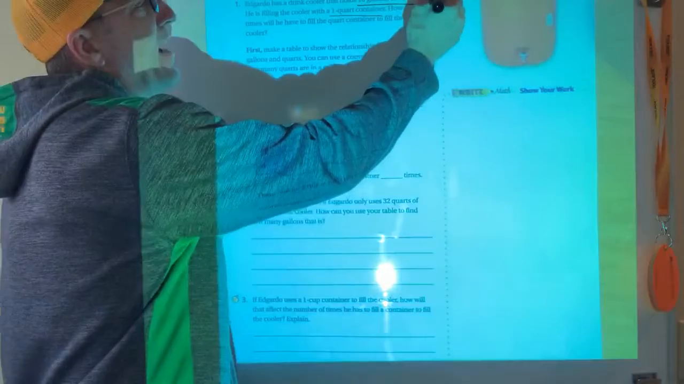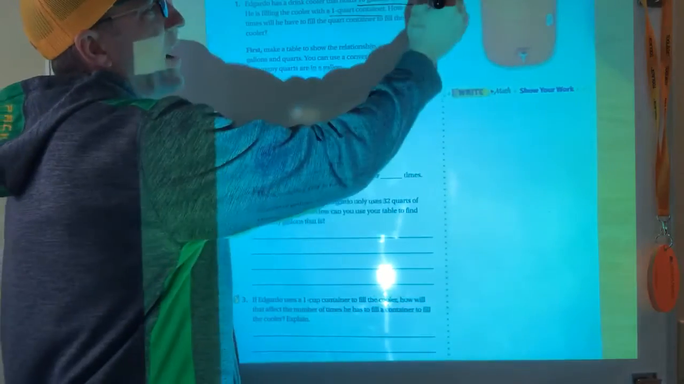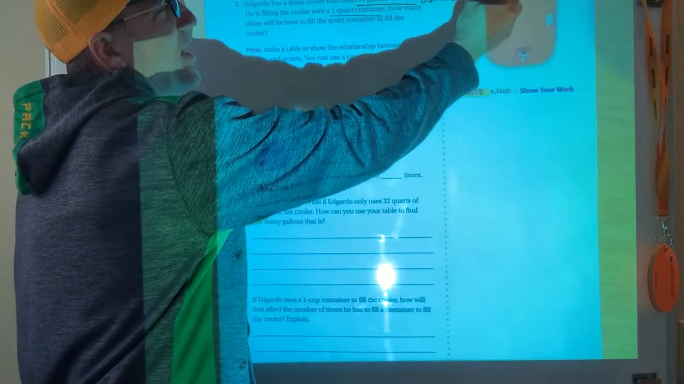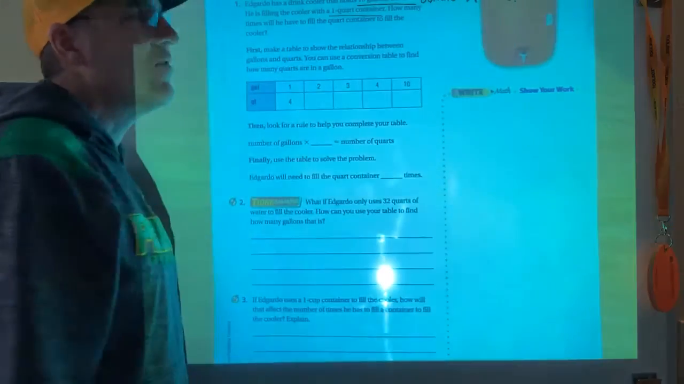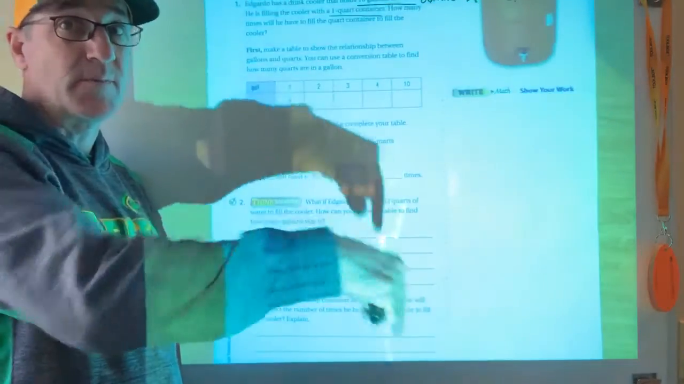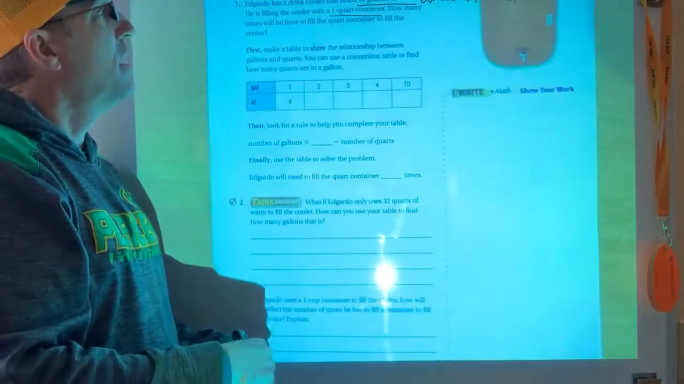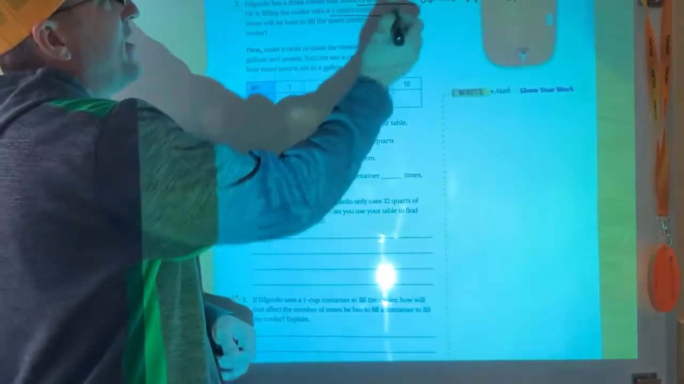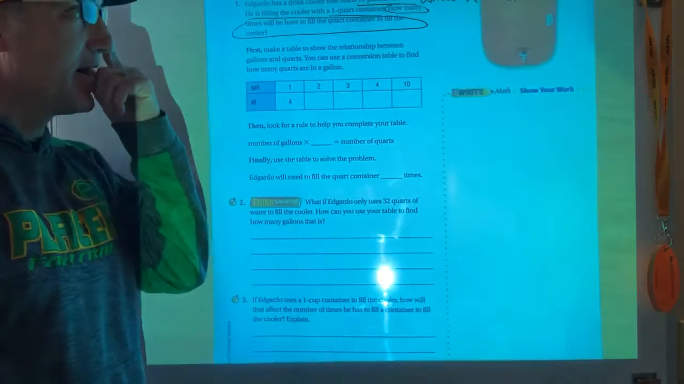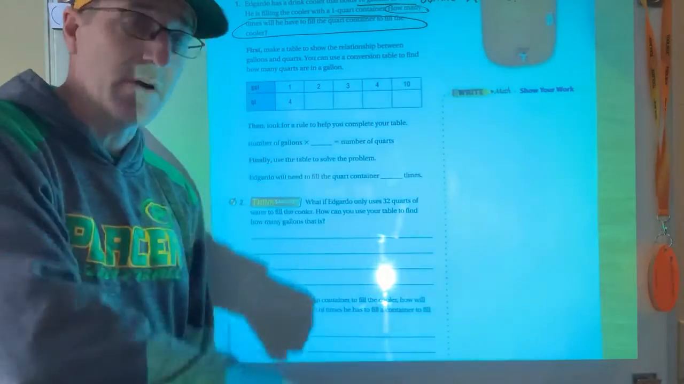So we're going from gallons to quarts, right? Gallons to quarts. Always keep that in mind. What's our conversion? Where are we going from? If they give you 10 gallons and it says 1 quart, I'm going from gallons to quarts because we don't know how many quarts that is. And my question, how many times will he have to fill the quart container to fill this entire cooler? So how many trips is he going to make with this 1 quart thing?